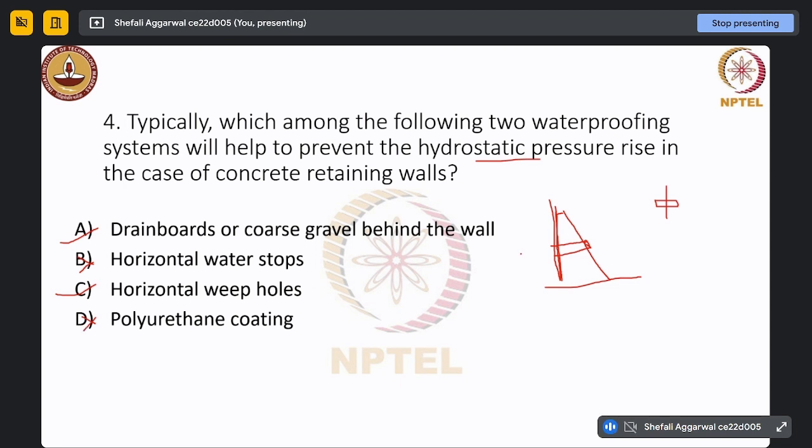So in case of a retaining wall, what are the best options? Either we will provide drain boards. What drain boards are actually doing is, if this is the complete drain board or wall, the water will go down, and at the bottom of the drain board there will be a hollow pipe, like a U-shaped pipe. Water will collect in that and move outside, so it won't create pressure on the retaining wall. So based on this, A and C are the correct options.